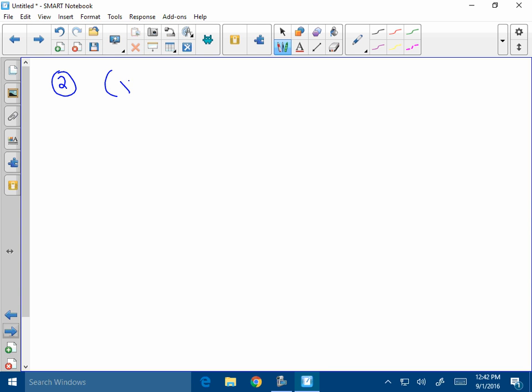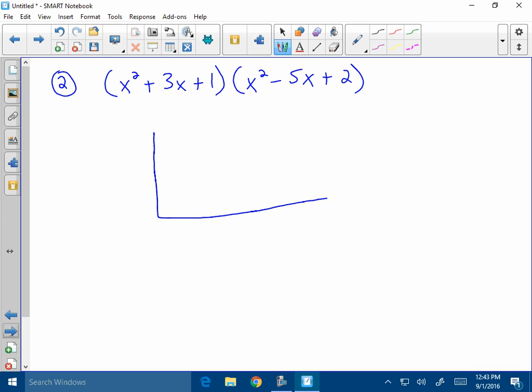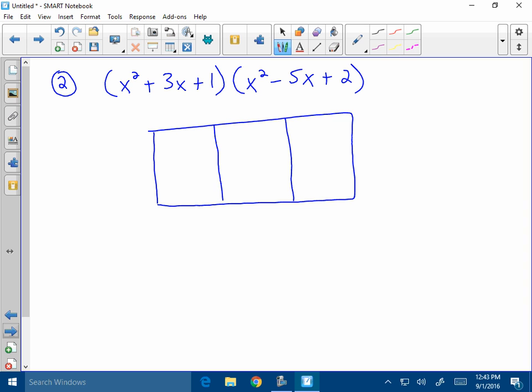All right, so now I want to do x squared plus 3x plus 1, and I'm going to multiply that by x squared minus 5x plus 2. Okay, so I see the 3 by 3, and I'm jumping right to the table. Oh boy. Can't draw straight lines. There we go. Okay, so I got 3 and 3.